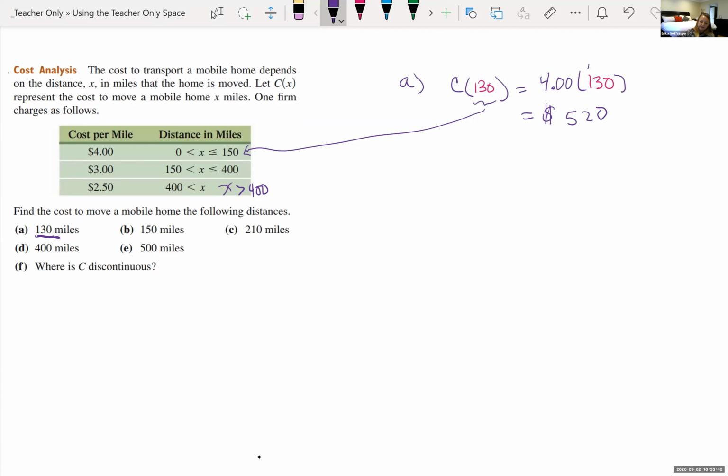So 150 miles, looking at C of 150, well, 150 still uses this first equation because this has the equal to part with the 150. And so again, they're just getting charged $4 a mile for 150 miles. And so that gives us $600.